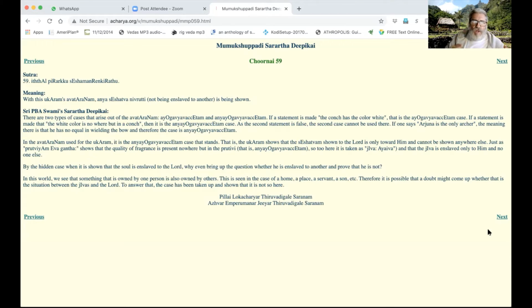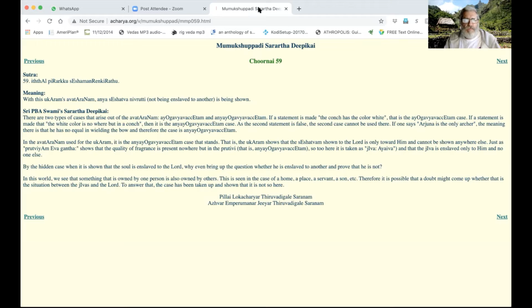But in the hidden case, when it is shown that the soul is enslaved to the Lord, why even bring up the question whether he is enslaved to another and prove that he is not? Because in this world, we see that something that is owned by one person is also owned by others. This is seen in the case of a home, a place, a servant, a son. Therefore, it's possible that a doubt might come up whether that situation is the same between the jivas and the Lord. The answer to that will be taken up and shown that it is not so here.